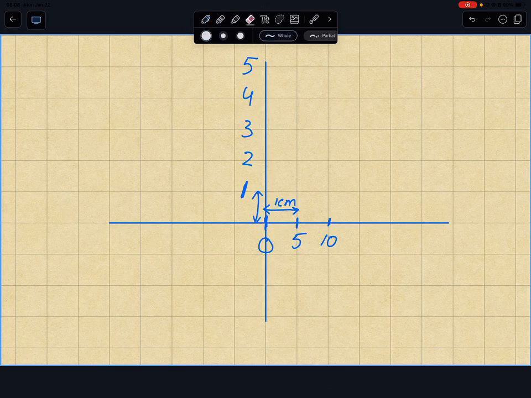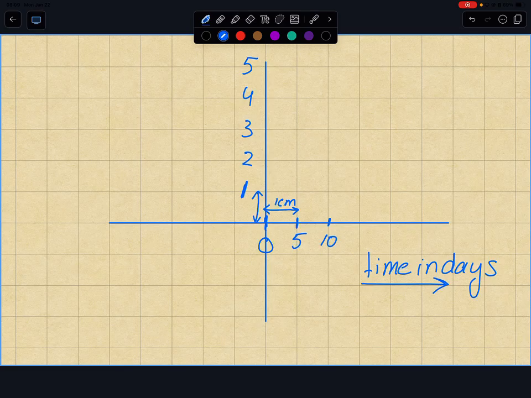As I said before, you always have to indicate what's happening. You don't just write X because it has a meaning. It's not just X. It's what? It's time and days. So when I'm looking at the horizontal axis, it's time in days. So when I see 5, I know, oh, that's 5 days. When I see 20, oh, it's 20 days. You have to indicate what's happening.